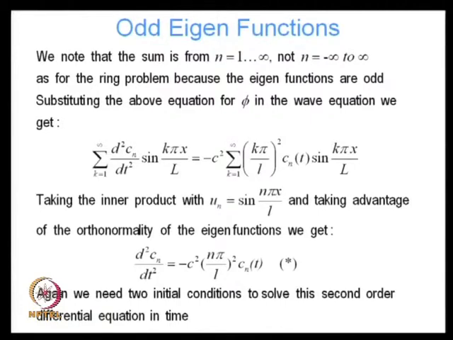I take the inner product with my eigenfunctions, and once I do that, I reduce this to this form. So these extra terms go away, and only the term involving n survives, the coefficient Cn survives. So I get a second order ordinary differential equation in Cn, and since it is a second order equation, I need two initial conditions to solve it in time. I get those initial conditions from the initial conditions of the original problem.